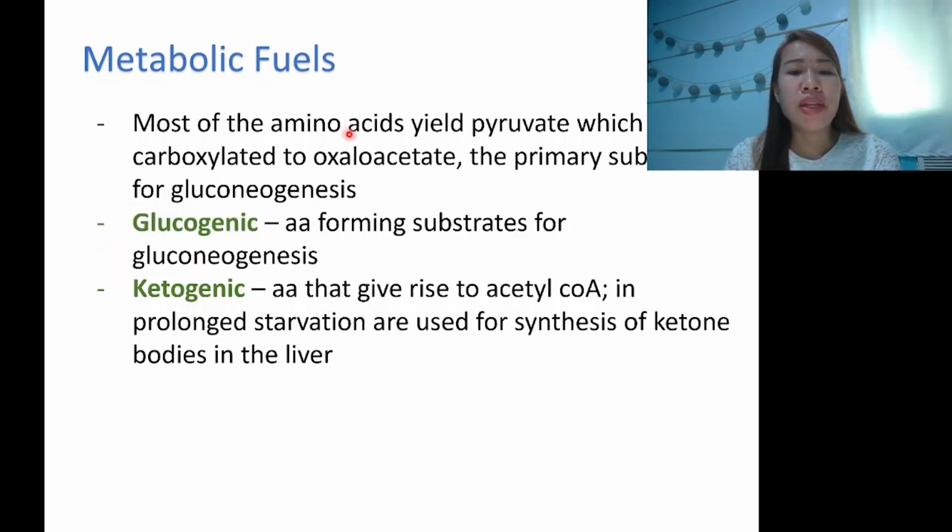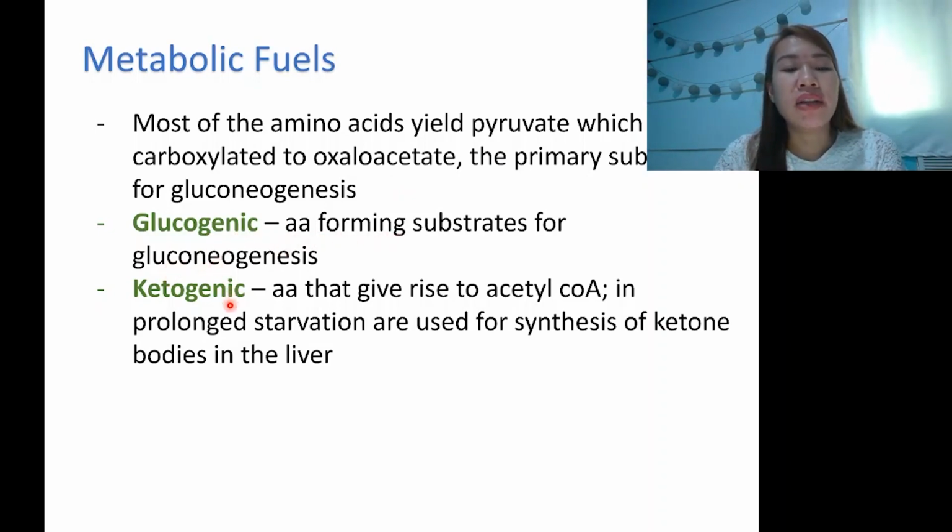Now, most of our amino acids will yield pyruvate, which can be carboxylated to oxaloacetate, which is the primary substrate for gluconeogenesis. So meaning, amino acids can be used as a substrate for gluconeogenesis. That's why sabi natin new source of energy, because this amino acid yielding this pyruvate, which is carboxylated to oxaloacetate, can be a substrate for gluconeogenesis. Now, glucogenic, these are amino acids forming substrates for gluconeogenesis.